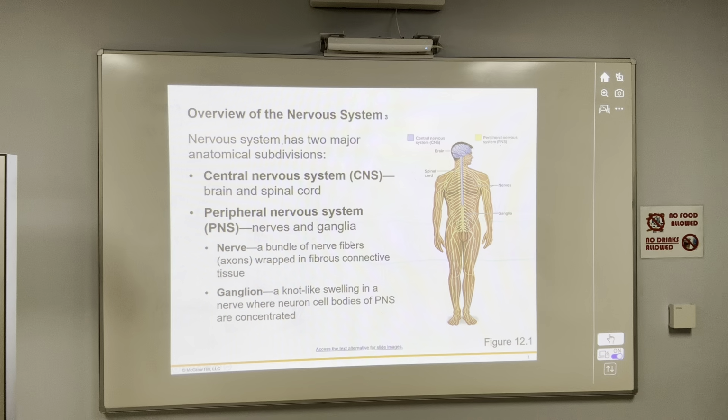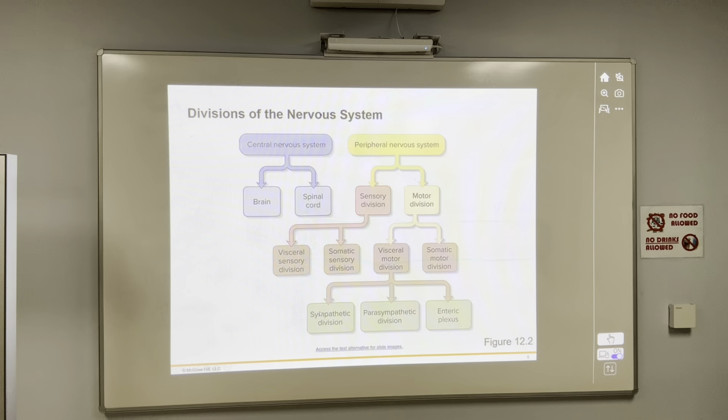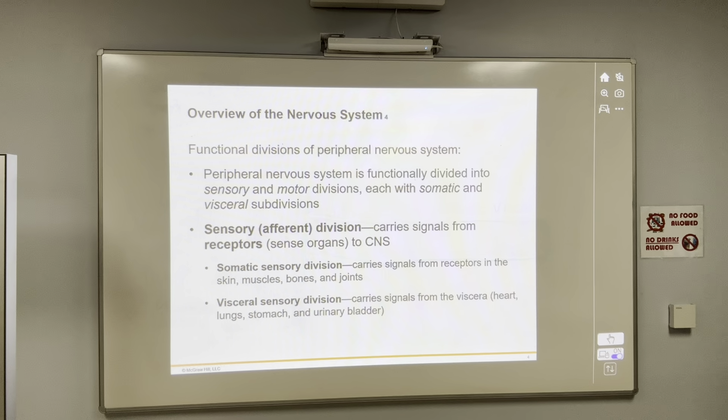A nerve is a bundle of nerve fibers, axons, wrapped in fibrous connective tissue. A ganglion is a knot-like swelling in a nerve where the neuron cell bodies of the peripheral nervous system are concentrated. Now, the functional divisions of the peripheral nervous system.